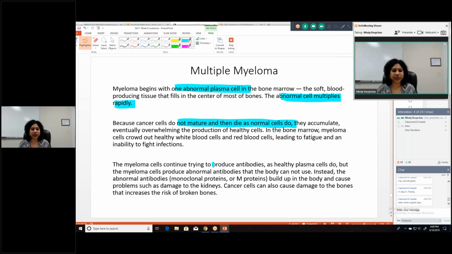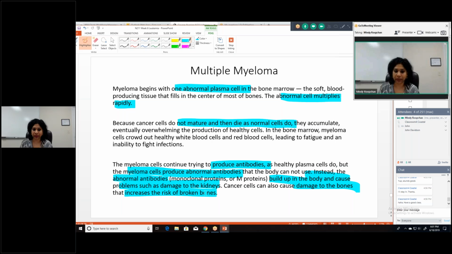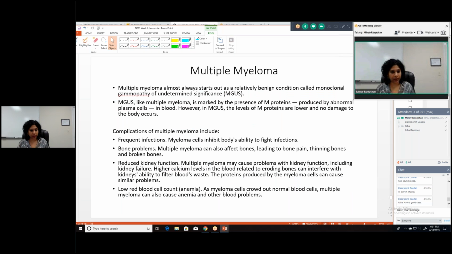Myeloma cells continue trying to produce antibodies as healthy plasma cells do, but they produce abnormal antibodies that our bodies cannot use. Instead, the abnormal antibodies build up and cause problems such as damage to the kidneys. Cancer cells can also cause damage to bones, increasing the risk of broken bones. This is your multiple myeloma.